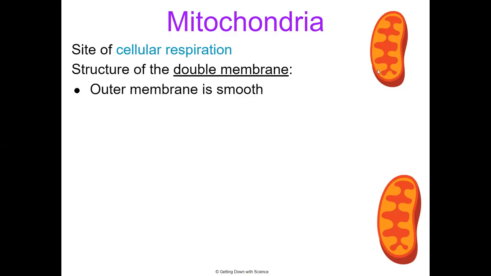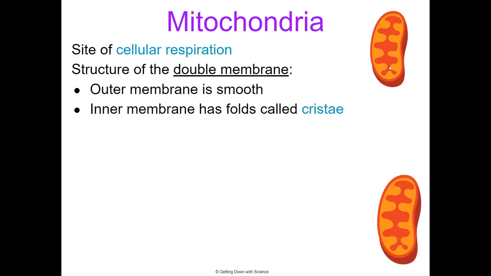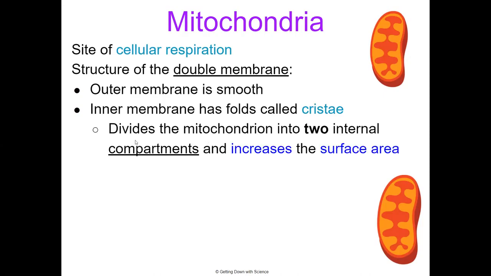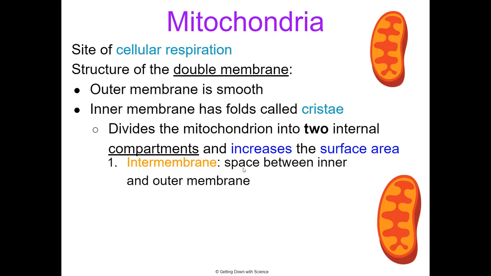So the outer membrane is going to be a very smooth one. You'll see that. And the inner membrane is all squiggly foldy. So you can see the difference there. Those folds are what we call crista. And so that actually divides the mitochondria into two different internal compartments. And by having all those little folds and curves, it increases the surface area where different behaviors can happen. So that inner membrane is the space between the inner and the outer.